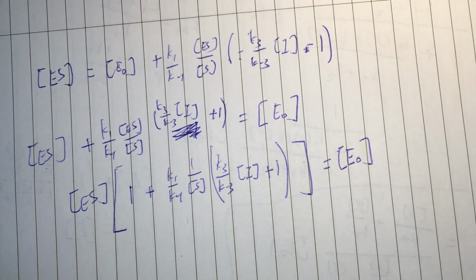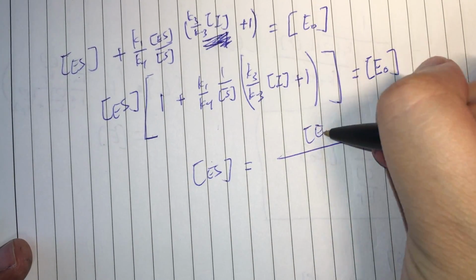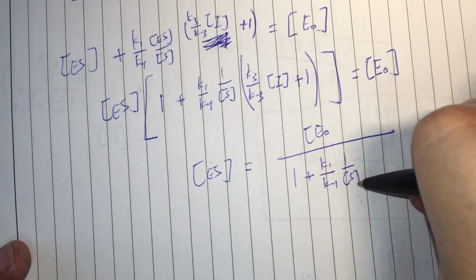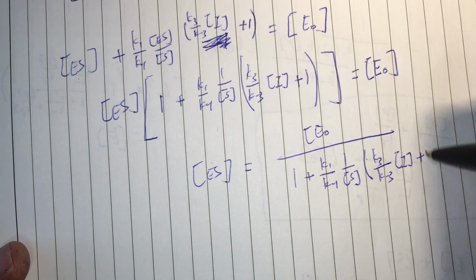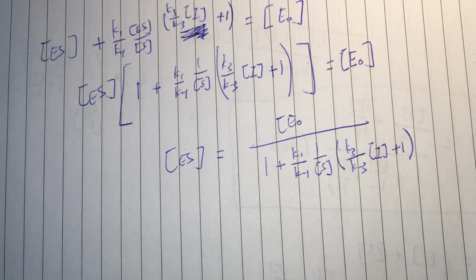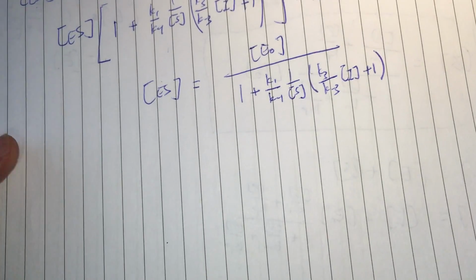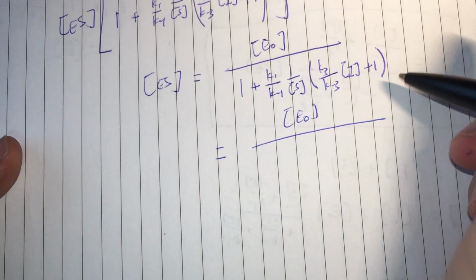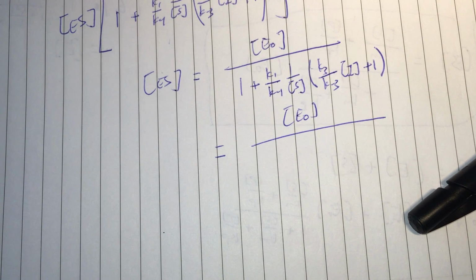And now I'll just bring this lot to the bottom. ES equals E naught over 1 plus K1 over K minus 1, 1 by S into K3, K minus 3 to I plus 1, close. Okay, so that is our ES. Let me close this for proper, to write it right properly. And let's get it written well. Let's tidy up the denominator in a bit.